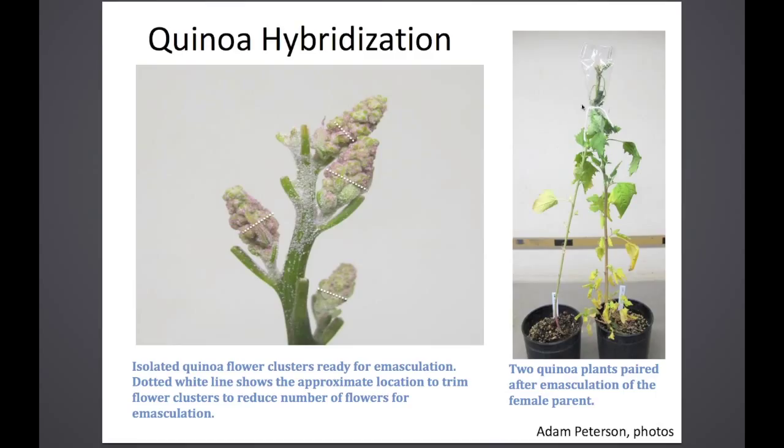And then after emasculating, we'll again put the female parent and the male parent together in the dialysis tubing and just tap it for a few days, and we get pretty good success from this hybridization.